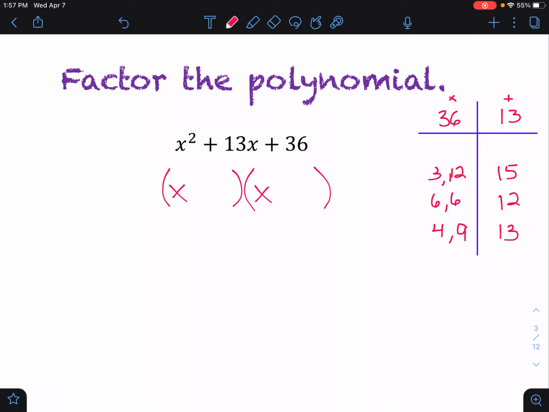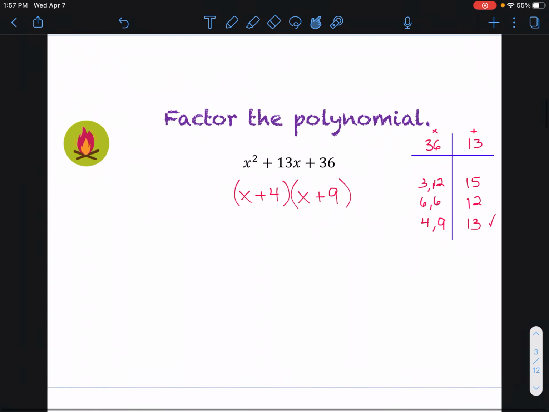If you didn't hit it, then you could write some other ones like 1 and 36, 2 and 18. But I run across 4 and 9. They add up to 13, so I'm going to write that. And my answer would be x plus 4 times x plus 9. And that's how we factored those. And hopefully you're getting a little bit better at these and you can start to maybe do these in your head.